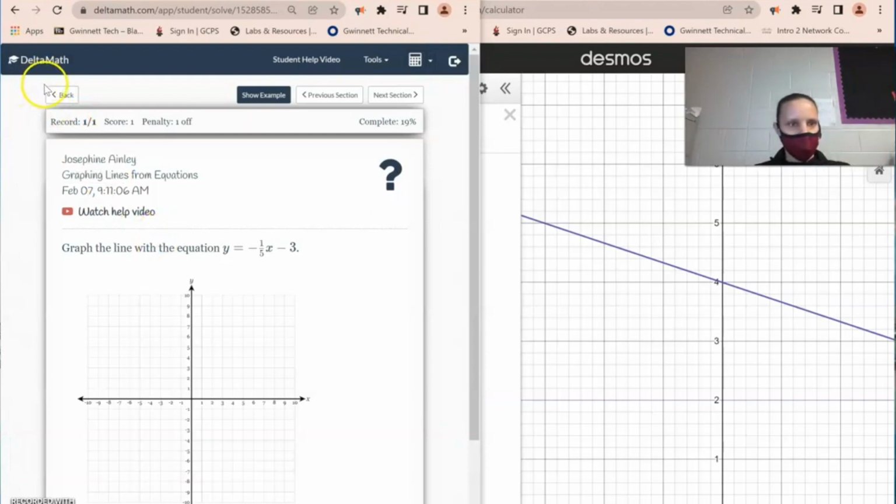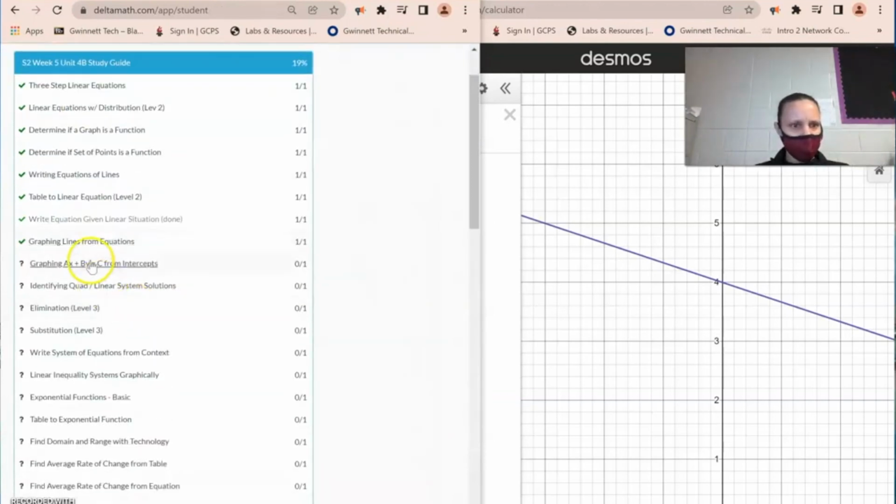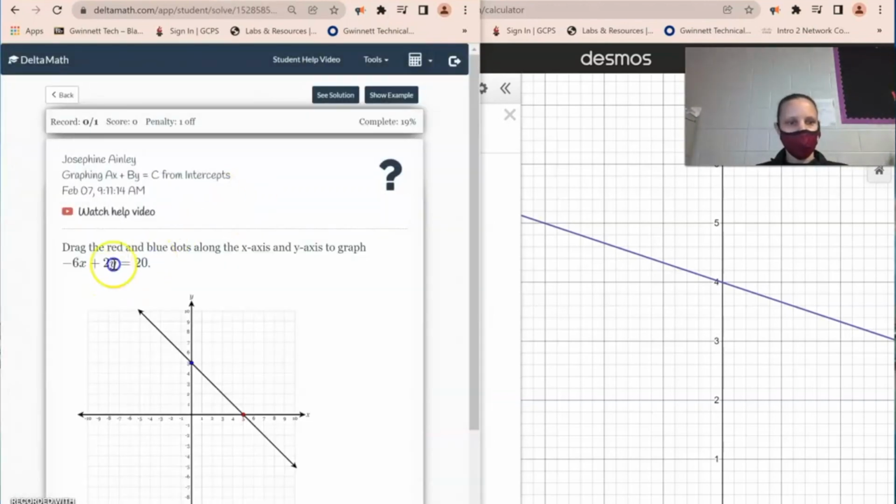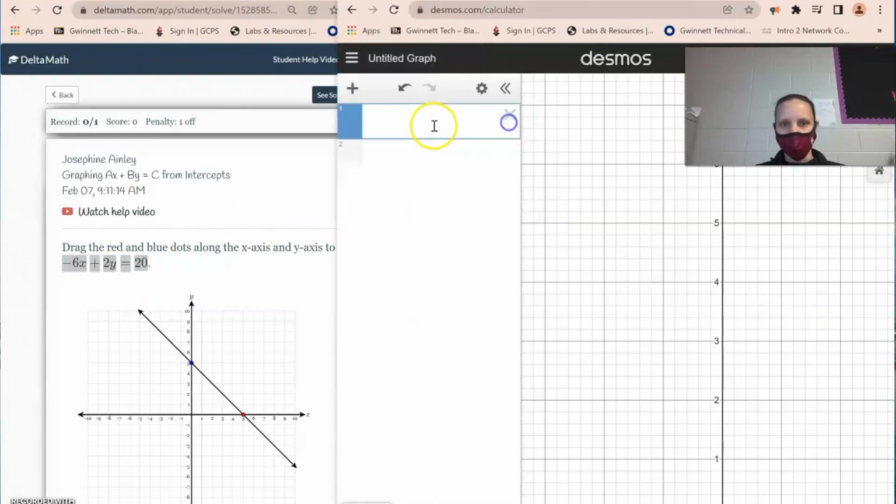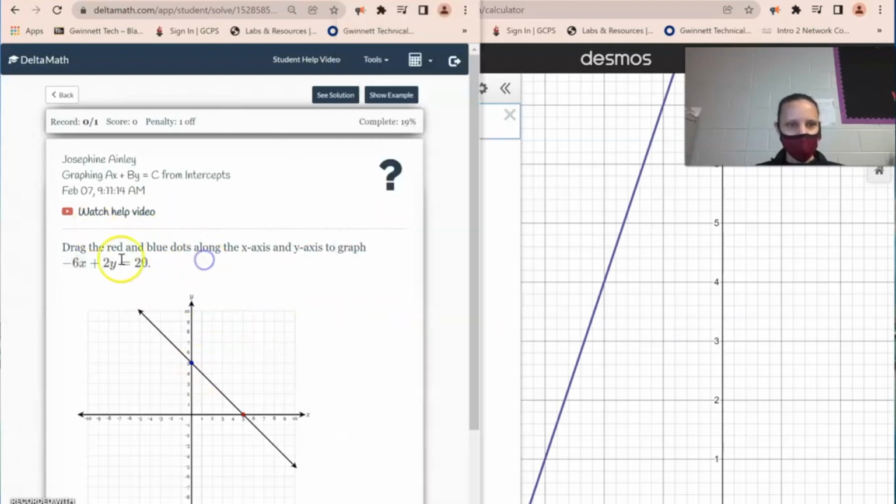All right, so the next one. Same thing with this, you're putting it in and transferring over. So again, to copy, Control C, and to paste it in, you're going to do Control V. Make sure it's pasted everything it needs to be, and then we're going to copy it. This says, drag the red, blue dots along the x-axis and the y-axis to graph. So you just drag it.